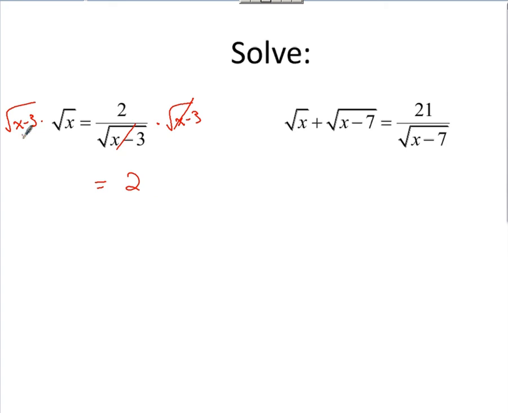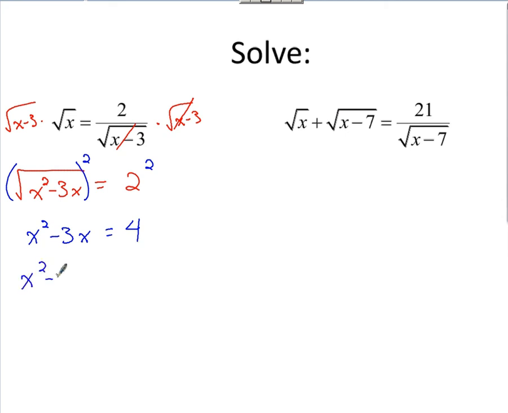Multiplying the roots over here, you'd have the square root of, if I distribute that x through that x minus 3, it'd be x squared minus 3x. Now you can square both sides. Squaring both sides, we're left with x squared minus 3x on the left because the root disappears. We're left with 4 on the right.